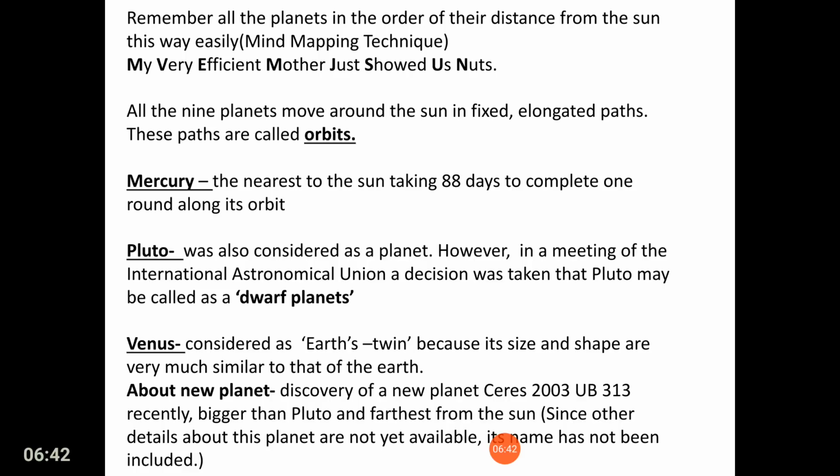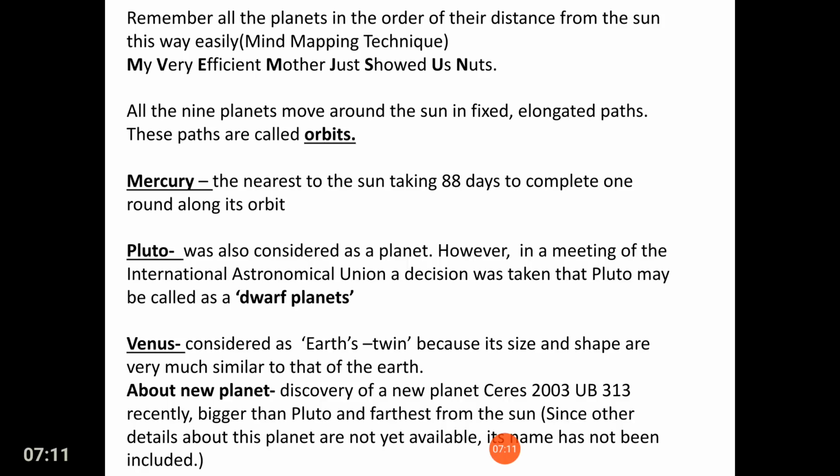Now the next planet is Pluto. Pluto is not considered in the 8 planets. It is the 9th planet. Prior, Pluto was considered as a planet. However, in a meeting of the International Astronomical Union, a decision was taken that Pluto may be called a dwarf planet. Now, what does this concept of dwarf planet mean?